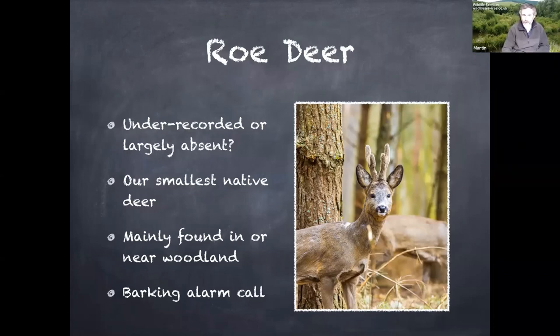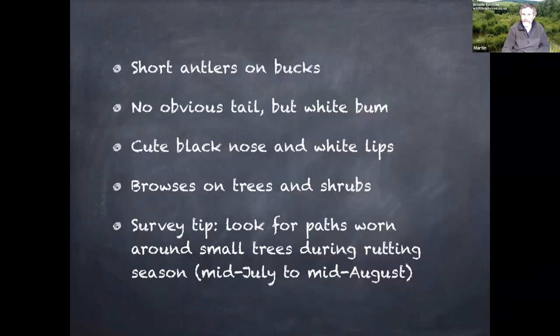Obviously near woodland or in woodland, they've got a distinctive barking alarm call, which is very distinctive. So you can find that online, and if you hear that, then you can be pretty certain it's a roe deer. They've got very short antlers, obviously just bucks. No obvious tail. Their bum is white or sort of off-white, so no tail. So if you see a deer without a tail, then that's probably a roe. They have a very cute black nose, as you saw in the previous photograph, white lips. They browse on trees and shrubs, so they're not very popular with foresters.